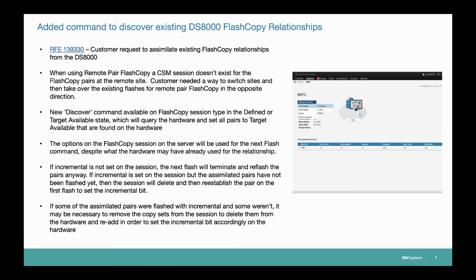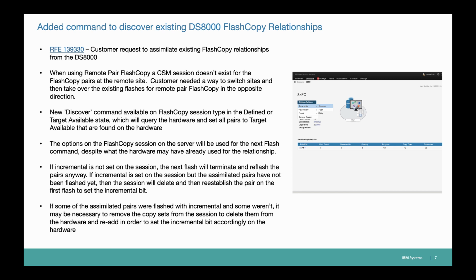the settings, the properties in the FlashCopy session for CSM always take precedence. So if you had established the pairs on the hardware with an incremental, but you didn't set incremental on the actual CSM session, when you go to discover, the pairs will show them flashed, but when you go to flash the session, because you didn't set incremental, we will not do the incremental. We'll terminate and reflash. If the pairs were incremental on the hardware and you did set incremental on CSM, however, we should assimilate the pairs, see that they're incremental, and do the incremental flash on your next flash.